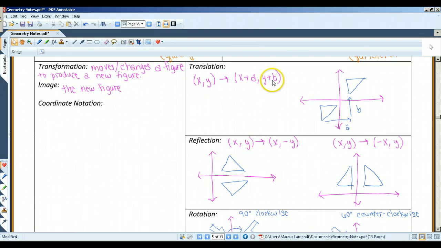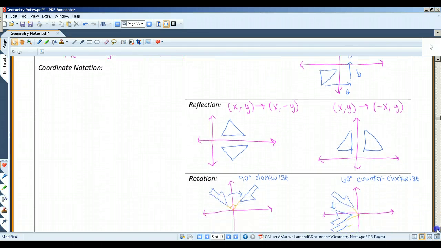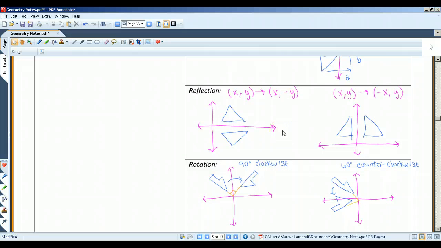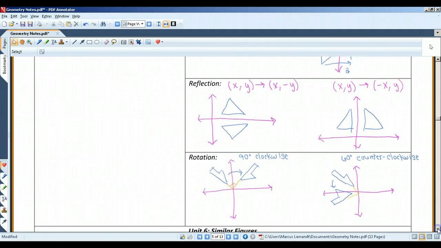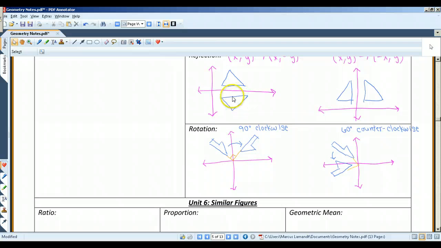For this class, when a reflection is shown in a coordinate plane, the line of reflection is always going to be the x-axis or the y-axis. You can actually make different lines of reflection, but for this unit, in this class, we're going to stick to the axes. Okay? For a reflection about the x-axis, you would just multiply the y-coordinate by negative 1. For a reflection about the y-axis, you would just multiply the x-coordinate by negative 1.